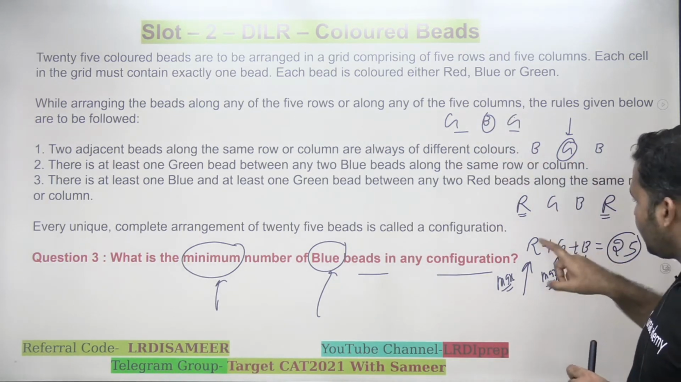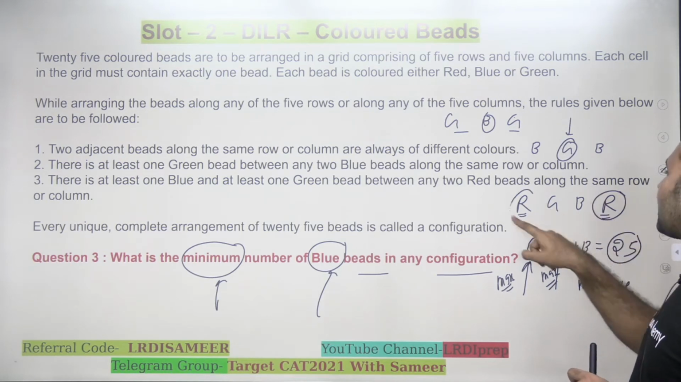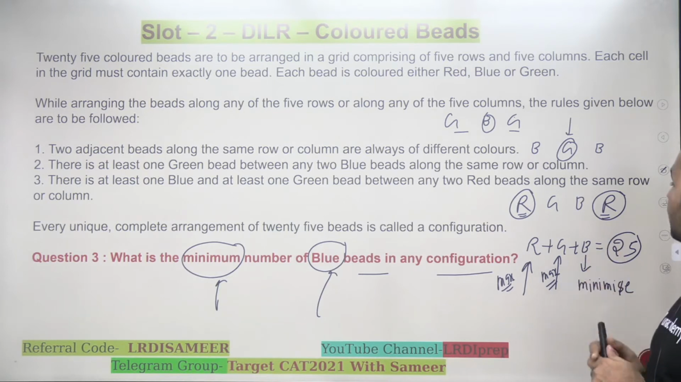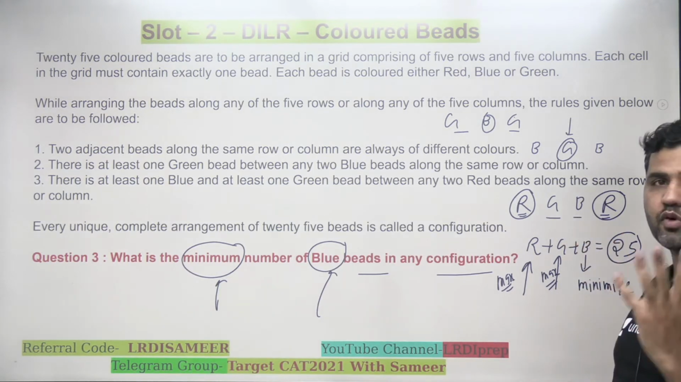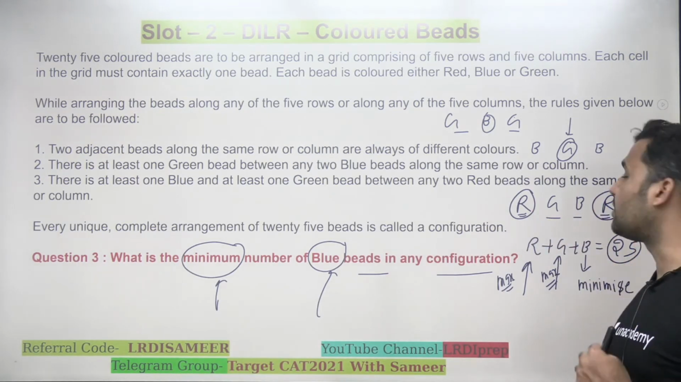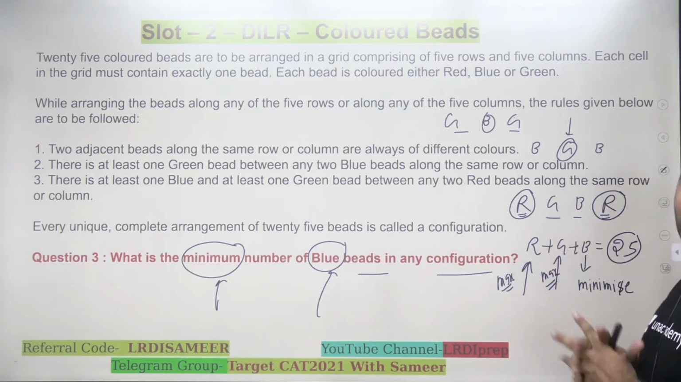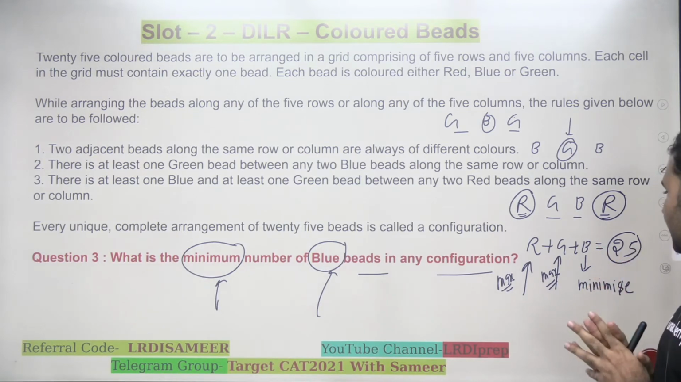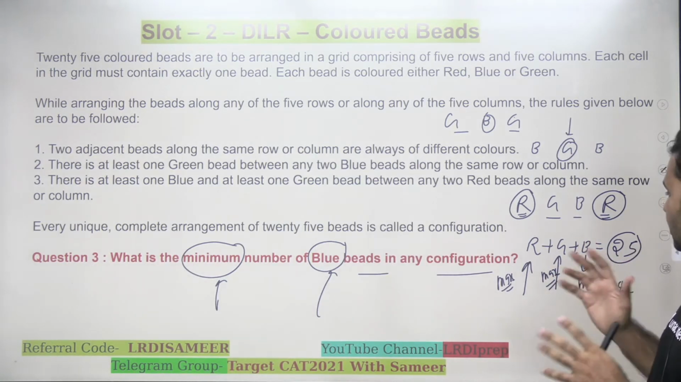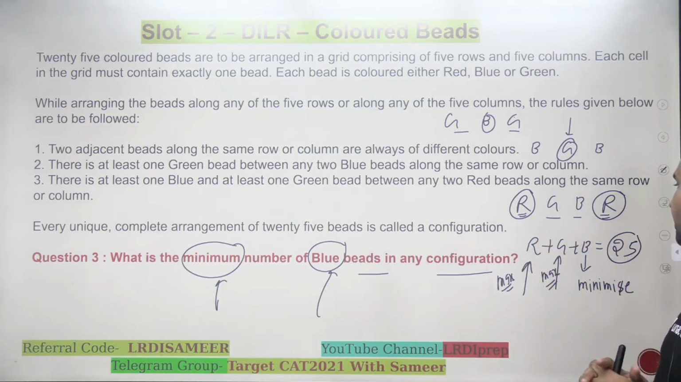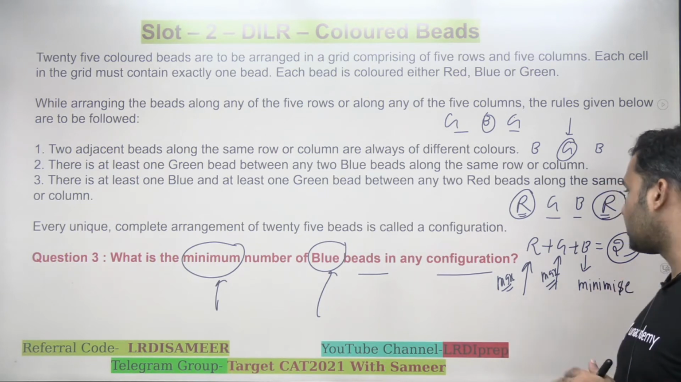But if I use the maximum of the red beads, then the total number of cells used will be 4 out of the 25 cells for this combination, in which blue comes only once, right? Then you need to think in this direction: if you want to minimize it, then you need to maximize. And which option should be the right one? Should I be maximizing the red ones or the green one? You need to make the cases, to be honest.